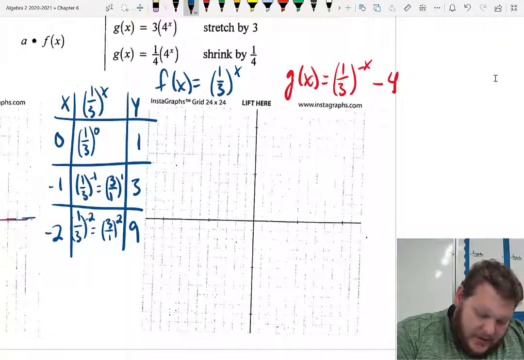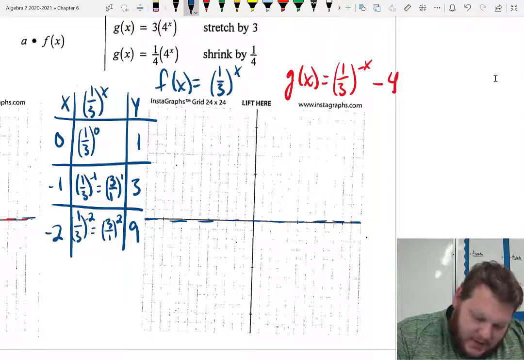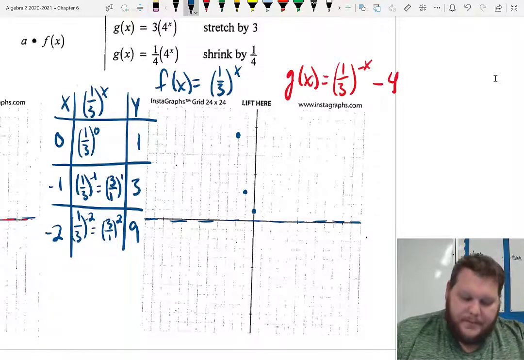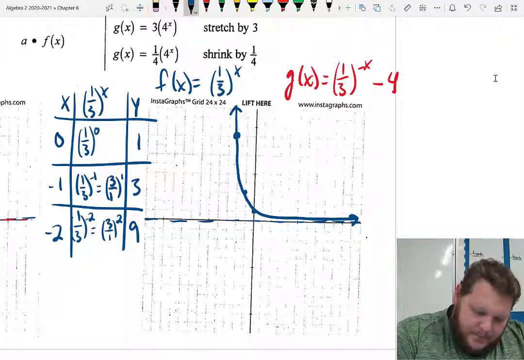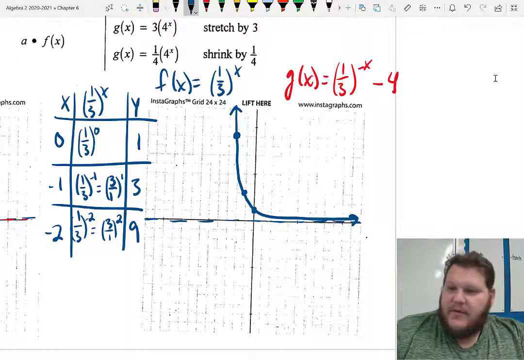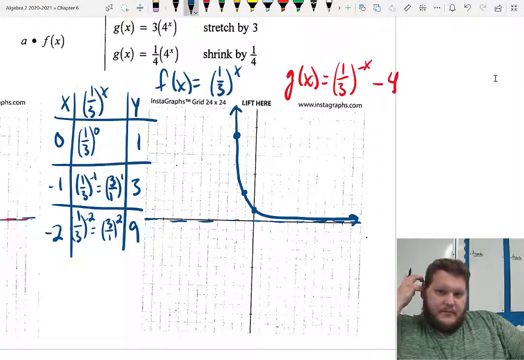So still have my asymptote at 0, then 0, comma 1, then -1, comma 3, and then -2, comma 9. There we go. There's our nice function. That's f of x. That's our original parent graph.